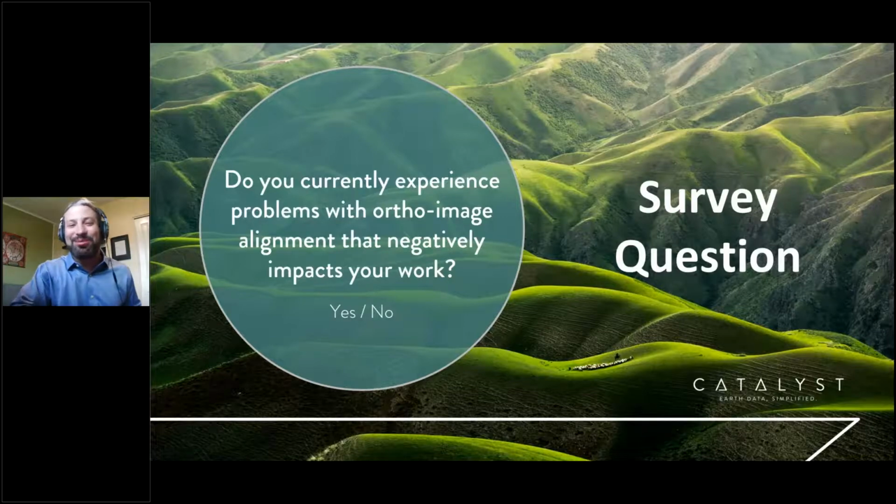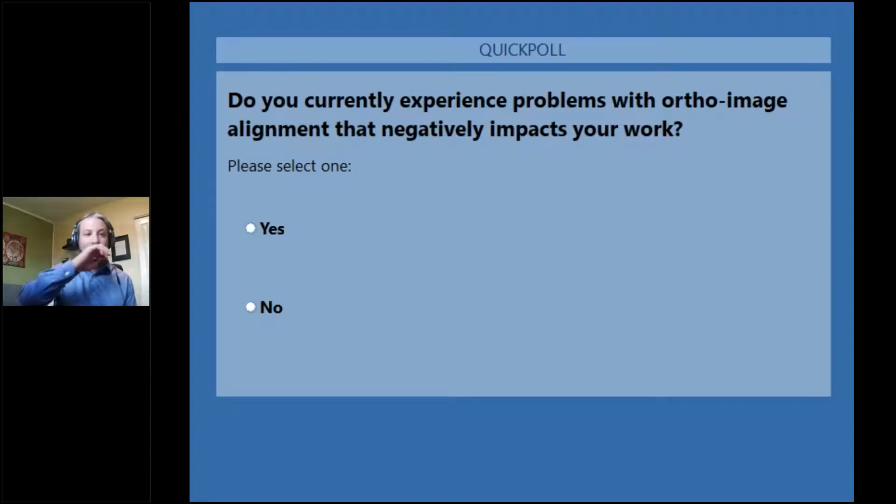Before we go into the demonstration, I got a little ahead of myself. We're going to open things up to the floor and do a quick survey question. It's a very simple question: do you currently experience problems with your ortho-image alignment that negatively impact your work? This is really just a simple yes/no question. If you are experiencing issues where your ortho imagery is not aligning well with other ortho imagery, and that is negatively impacting your final results, is this a problem that's important to you to have resolved? We'd love to get your results.